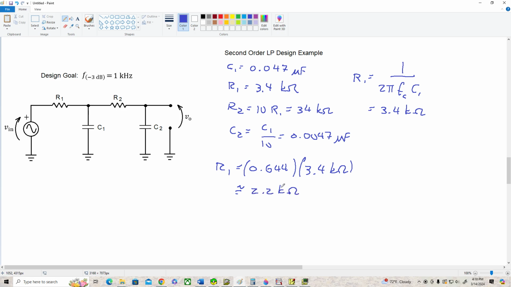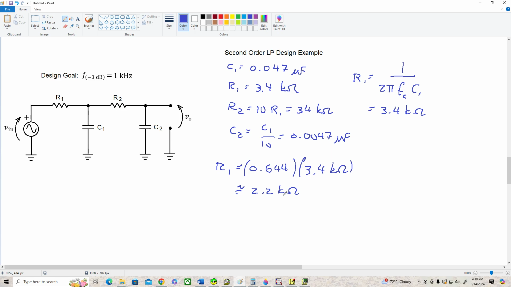And fortunately for us, that's a standard resistor value. Sometimes when you go through these procedures, you get crazy capacitor or resistor values, and you just have to kind of start over again, picking a different starting value and going from there. But this is perfect, okay? 2.2 k is a standard value.